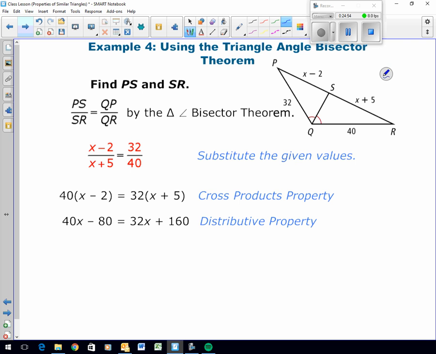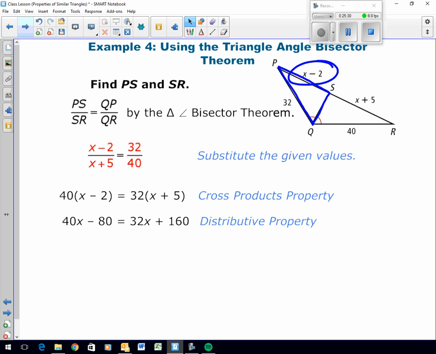Q to S is my angle bisector. Okay? Which not only cuts this angle Q in half, but it also splits up that opposite side over there, right? Correct? This opposite side over here is going to be proportional. X minus 2 over x plus 5 is proportional to 32 over 40. Please think of it like this.